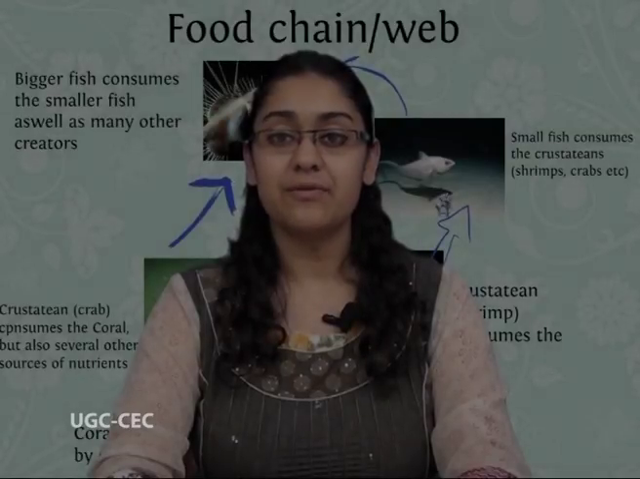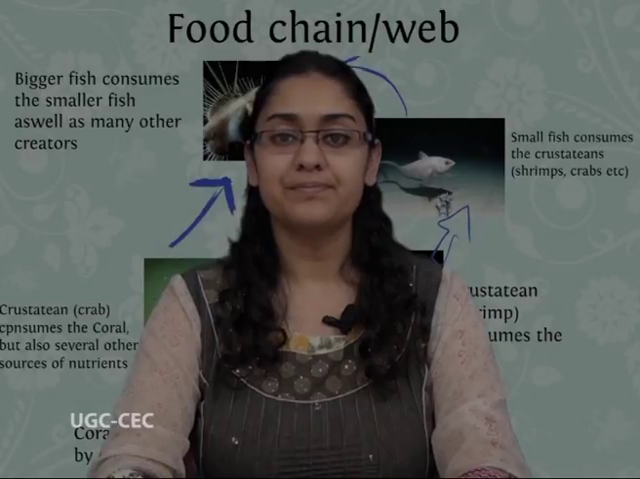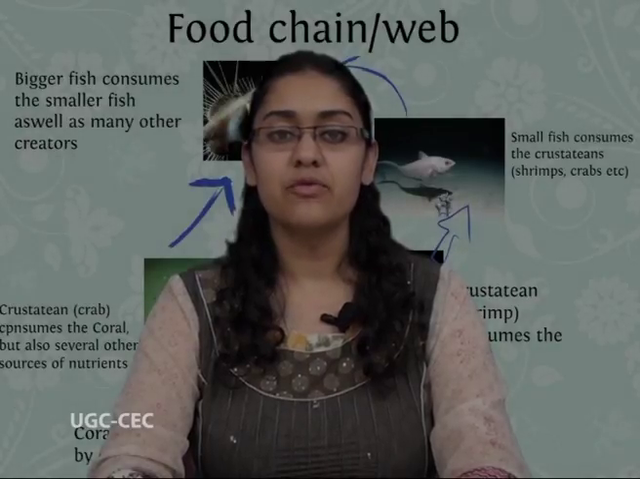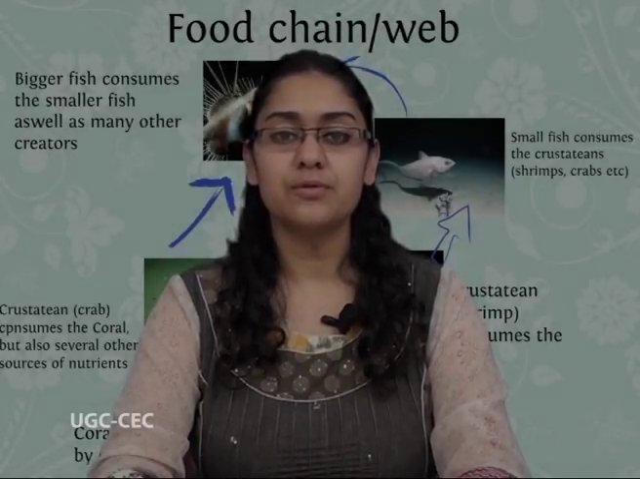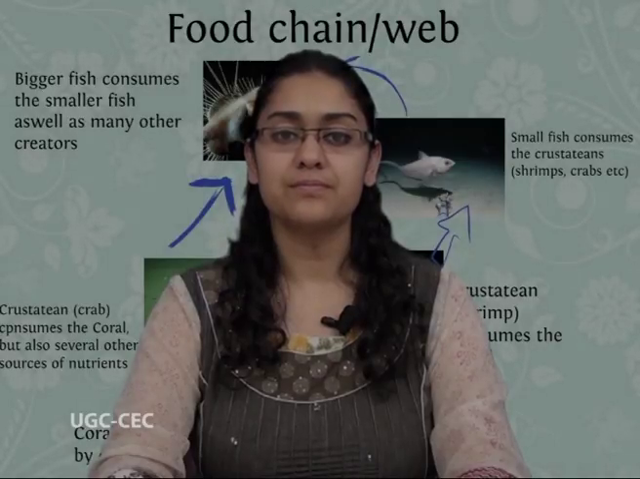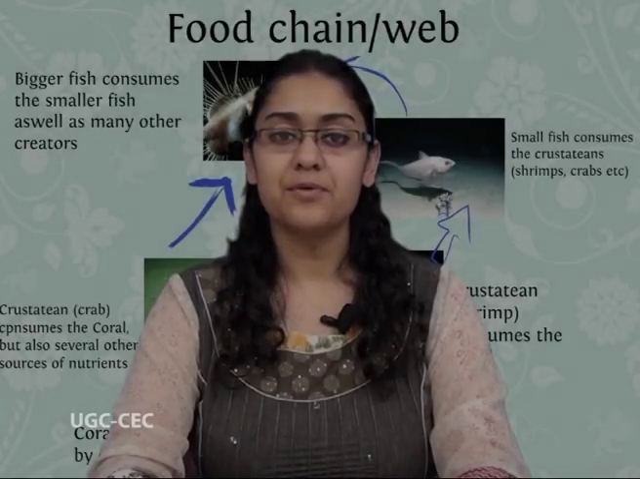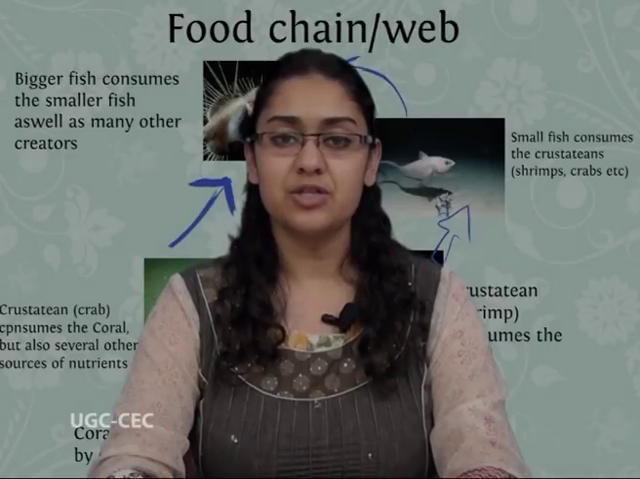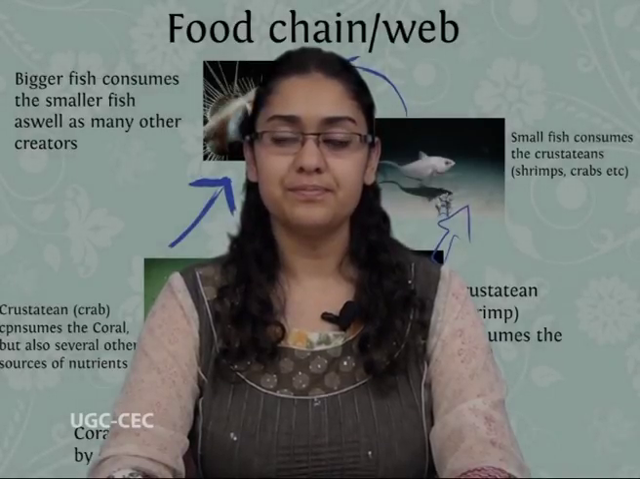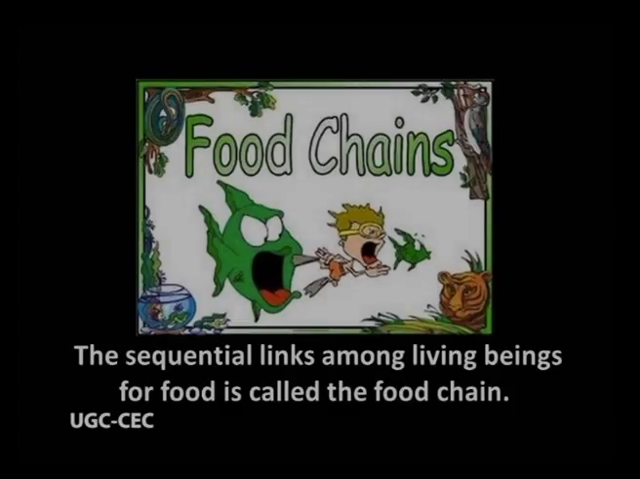Every living being, be it flora or fauna, needs a supply of food for its survival. Living beings need food for the purposes of growth, movement and reproduction because it is food that provides living beings with energy for every action. The sequential links among living beings for food is called the food chain.